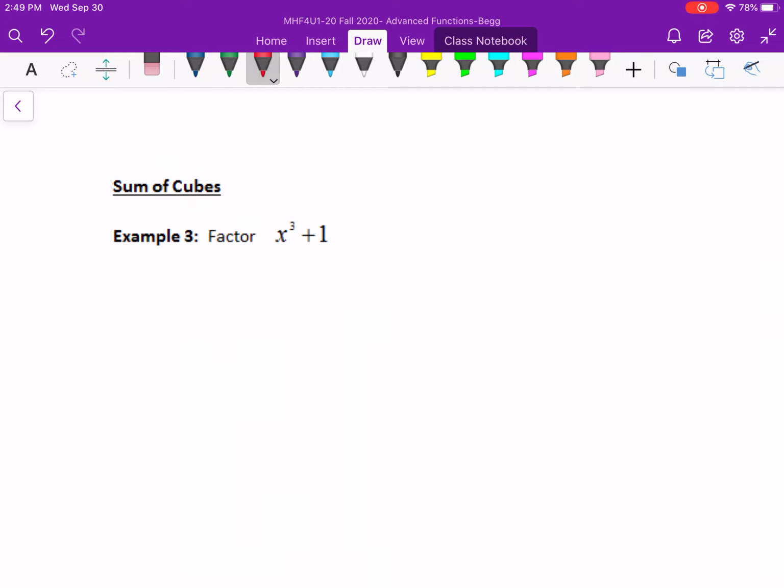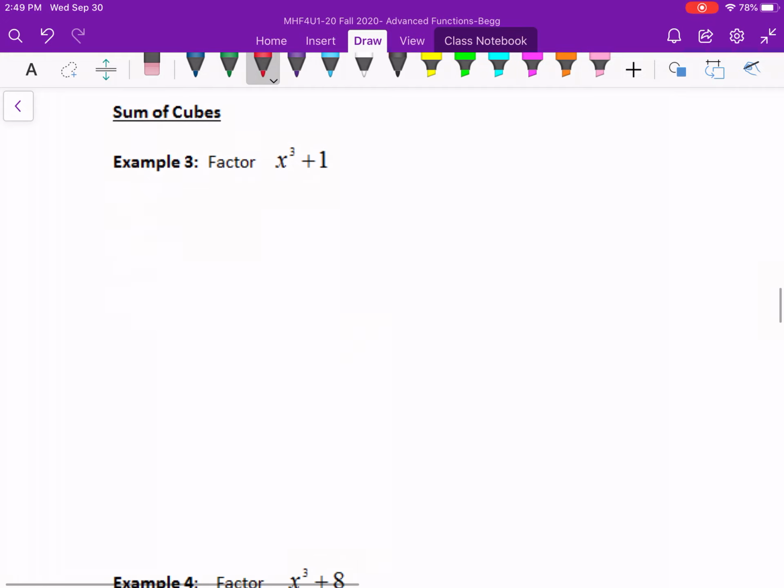Sum of cubes, x cubed plus 1, okay. If we want to factor this one, again, we have to look at factors of 1, plus or minus 1. I think a little bit of thought will quickly show us that if we put negative 1 into that binomial, that's going to give us an outcome of 0. So x plus 1 is a factor.